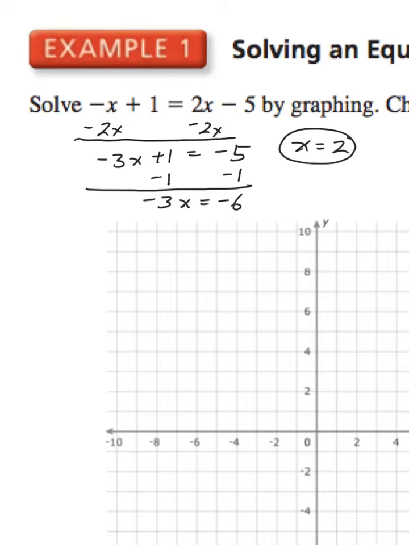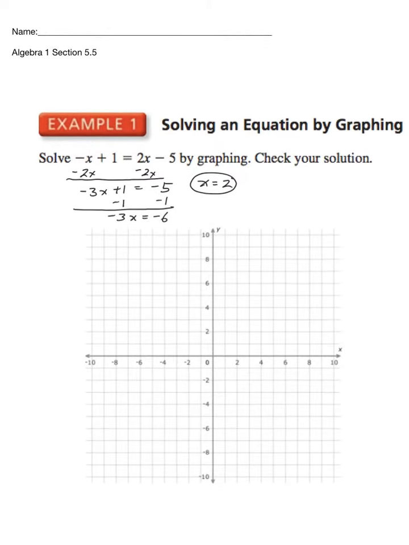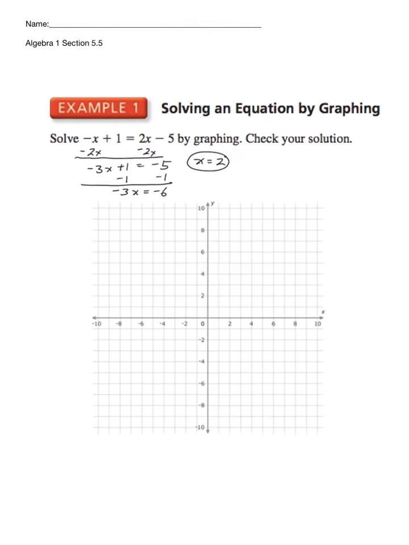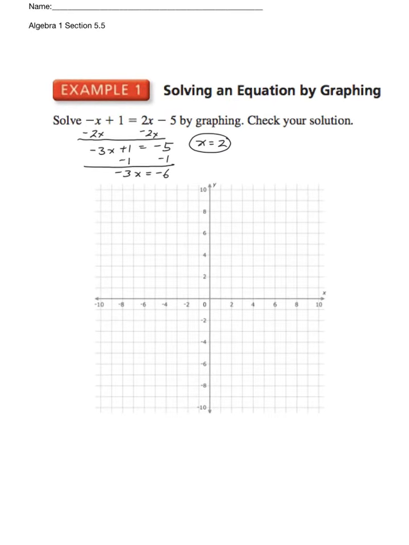Okay, so if you solve this algebraically, you should have gotten a 2. And what I want to do is show you a different way of solving by graphing that will also give us that answer. For this next method, we're going to treat each side of the equal sign as if it were a linear equation.